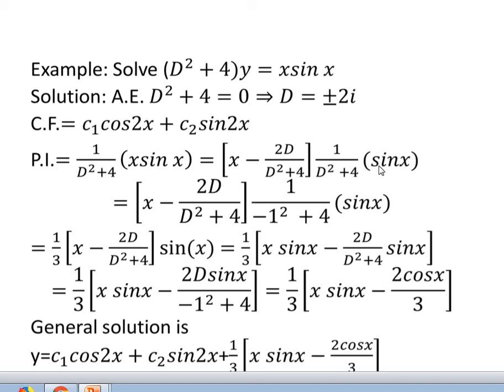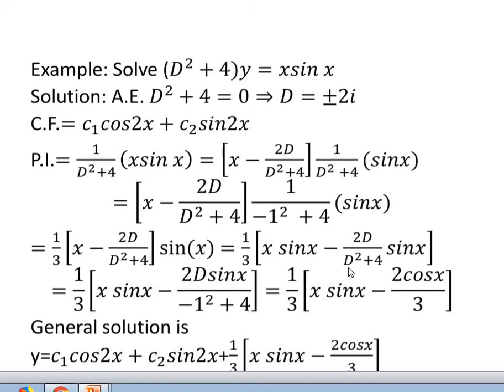So this is the case second, because this function is a sine function, and when the function is of the type sine or cos, then we have to use the case second. So we have to replace d square by minus a square. Here the value of a is 1, so we have to replace d square by minus 1. So here is minus 1 plus 4, and minus 1 plus 4 is plus 3. So 1 by 3 taken common out here, and this whole term as it is, x minus 2d upon d square plus 4 into that sin x. Now multiply this sin x in the bracket term, 1 by 3 as it is, x sin x minus 2d upon d square plus 4 into sin x.